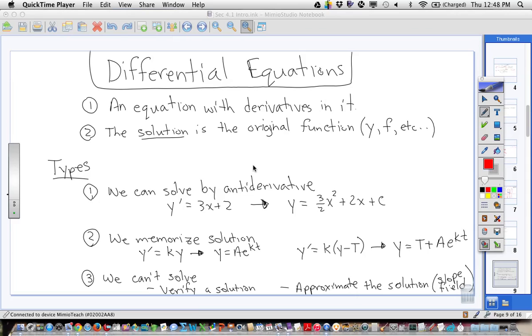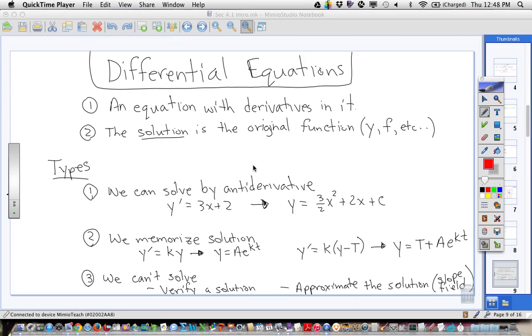So number three, the types that we can't solve, all right? And what we did before is we said we would verify the solution, right? We would verify something. We're not going to work on that right now, okay? But that's where we did the T-chart thing. We showed that something really was a solution. But this is where this approximation comes in. This slope field thing we're going to talk about is going to come in.